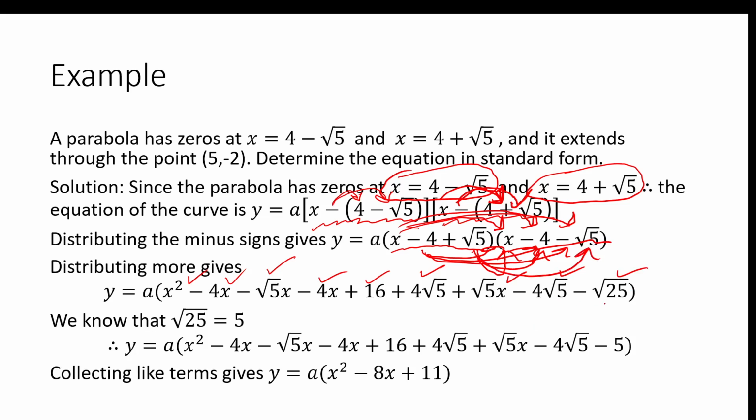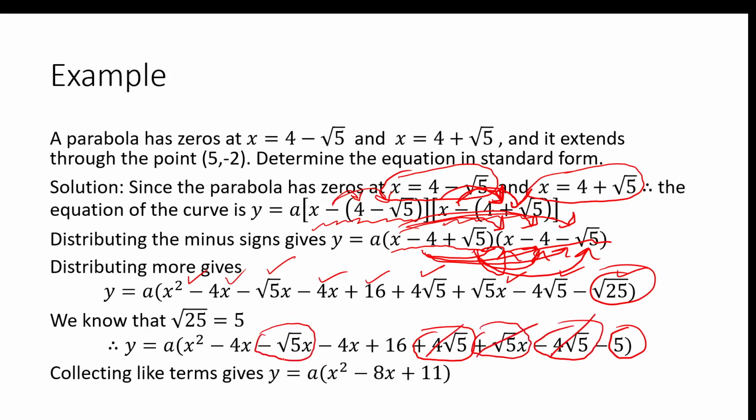Now at this point it looks like our question's gotten out of hand, but what's really nice about this is, first of all, we know that the square root of 25 is 5, so instead of saying minus square root of 25, we can say minus 5. And then we're going to collect like terms. Well, notice what happens. We have a plus 4 root 5, and we have a negative 4 root 5, so they cancel out. We have a negative root 5x, and we have a positive root 5x, so they cancel out.